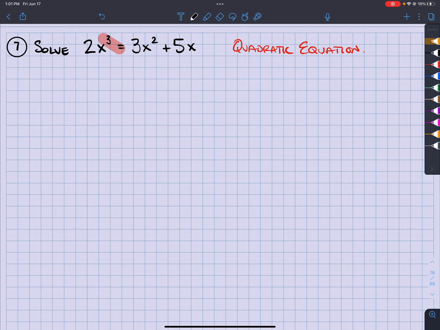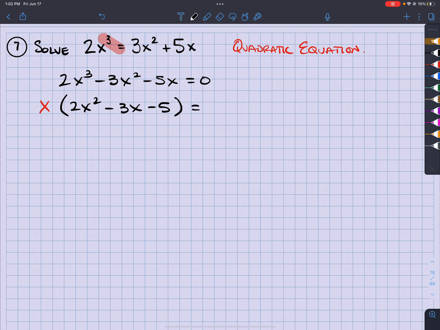So what we're going to have is 2x to the third minus 3x squared minus 5x is going to equal 0. That means we need to factor the left-hand side. So the GCF there is going to be an x, leaving me with 2x squared minus 3x minus 5, and that's going to equal 0. Well, I might have to use the AC method, but before I do that, let me draw this.